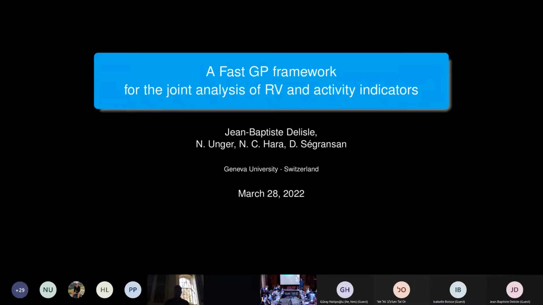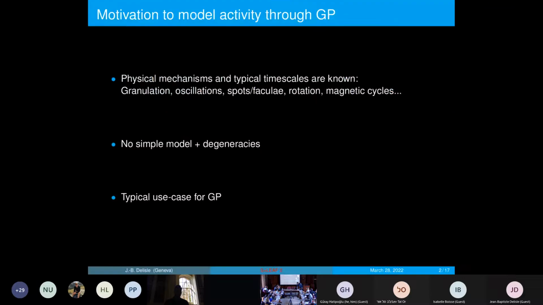So I'm Jean-Baptiste Delisle from Geneva University, and I will present S+LEAF, which is a fast Gaussian process framework for the joint analysis of radial velocities and activity indicators. So the framework is very similar to what Oscar just presented. So I will maybe go through my first few slides a bit more quickly because I presented the context.